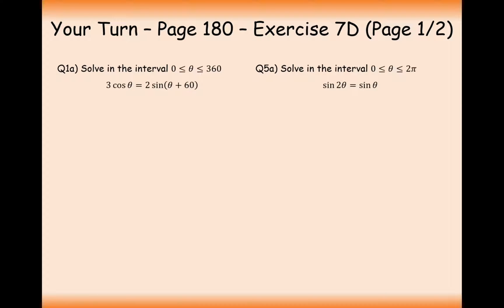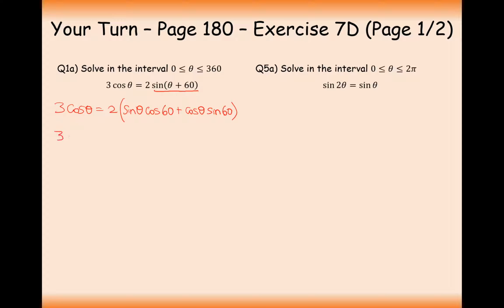Right then, let's have a go at the first question here. So we've got 3 cos theta equals 2 sine of theta plus 60. The first thing I'd probably think of doing here is expanding this right hand side. So hopefully that was your first step as well. If it wasn't, then pause the video and have a go at this again, expanding this right hand side. When you do expand the right hand side, you get sine theta cos 60 plus cos theta sine 60.